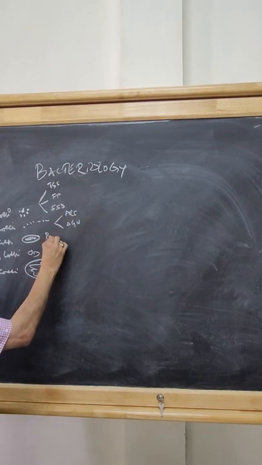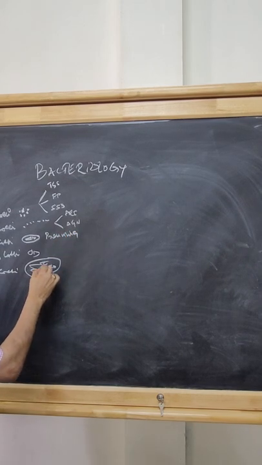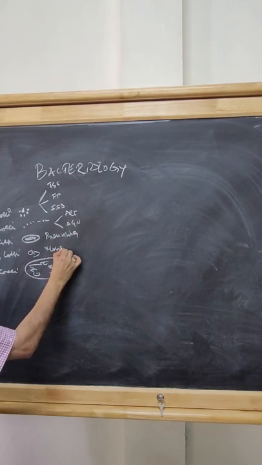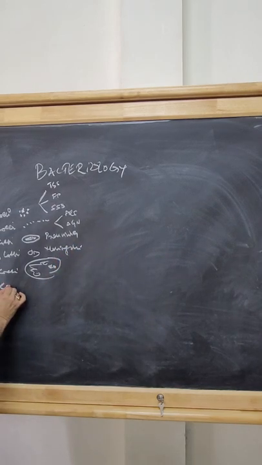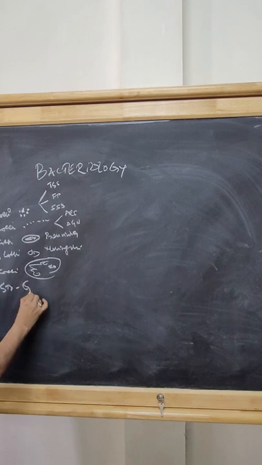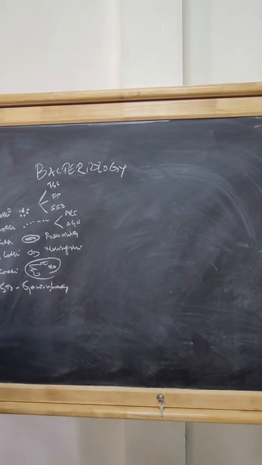Pneumococci causes pneumonia. Meningococci, meningitis. Gonococci, an STD called gonorrhea. Now, bacilli are rod-shaped organisms.